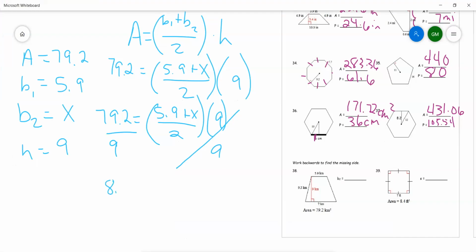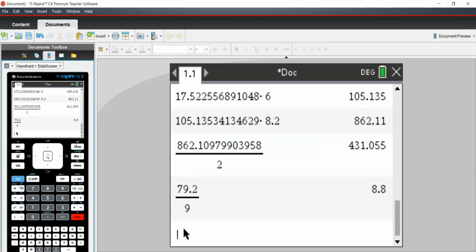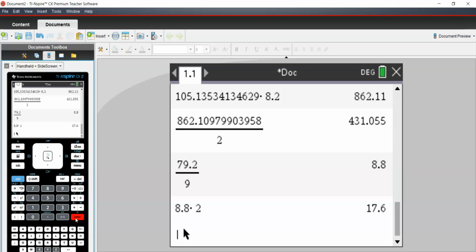So now I have 8.8 is equal to 5.9 plus x over 2. I still can't do anything with that x because it's on the top of a fraction bar. It's in the numerator. The fraction bar acts as one of our grouping symbols, so we can't do anything with the x yet. So we have divided by 2, so to undo division, we're going to multiply times 2, and that's 17.6.